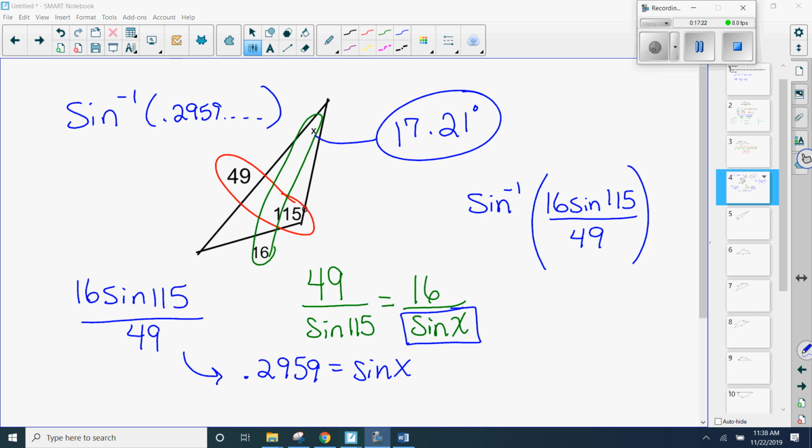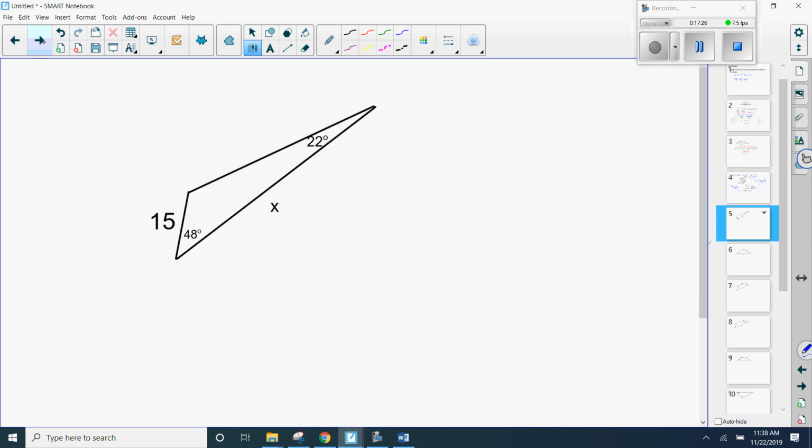Okay, so then, case number 4, I believe. Is that the one we are on? What answer? That 17.21? That's that angle, that top angle measure. Yep.